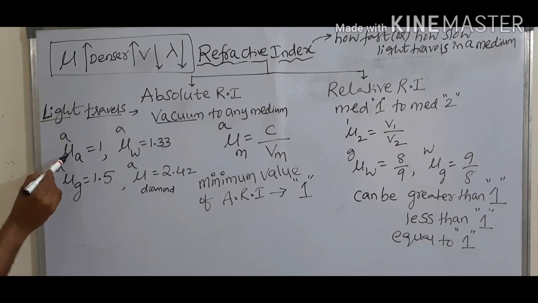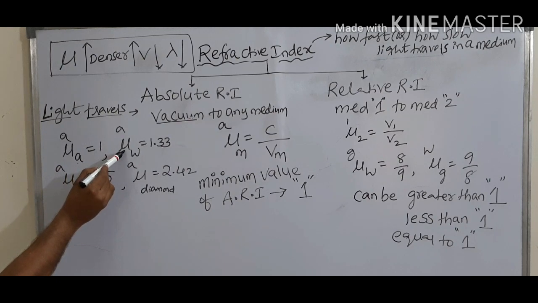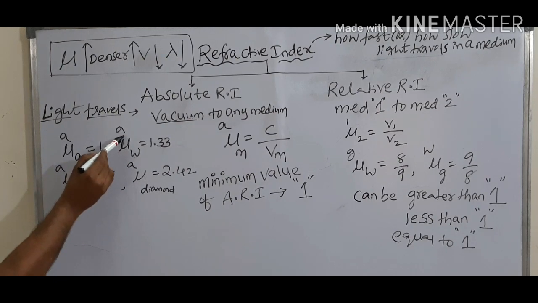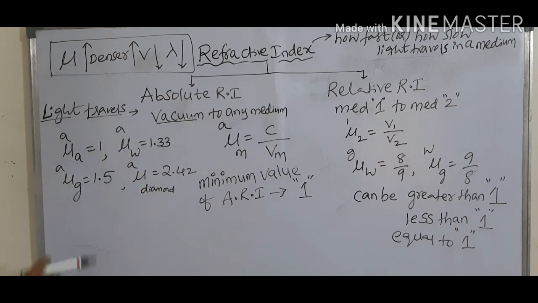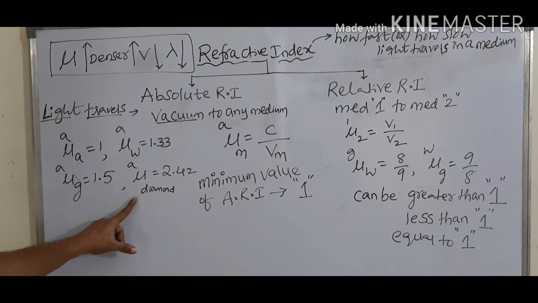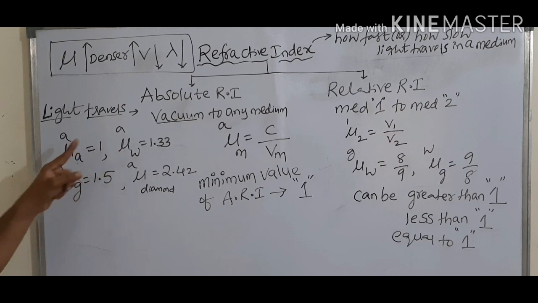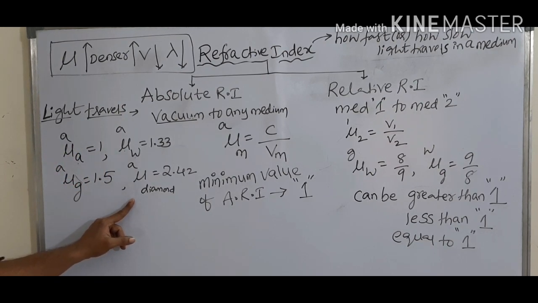So this is the absolute refractive index of air with respect to air, and its value is 1. The absolute refractive index of water with respect to air is 1.33. If we observe all these values, the absolute refractive index of diamond is more compared to all the other values. That means light bends more in diamond and the speed of light is less in diamond.